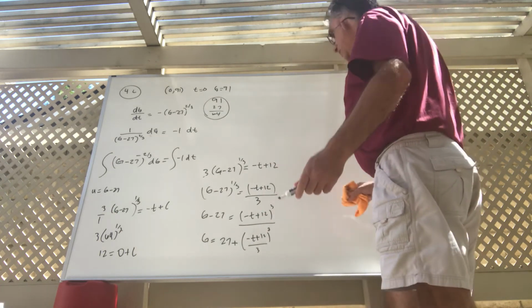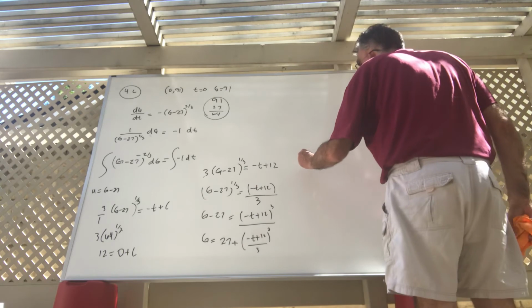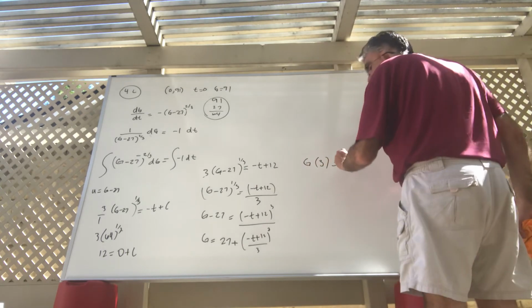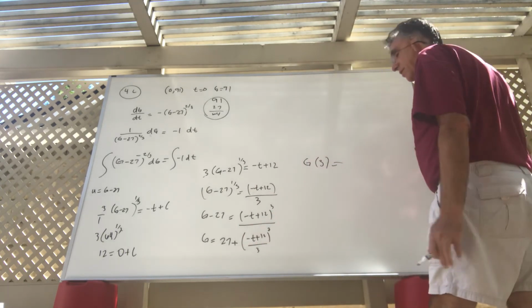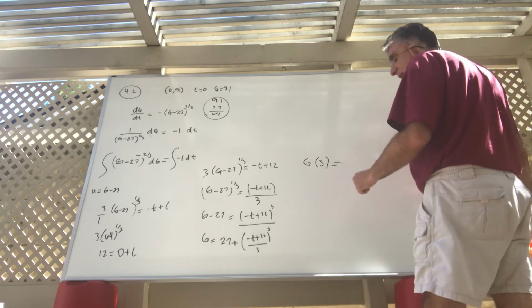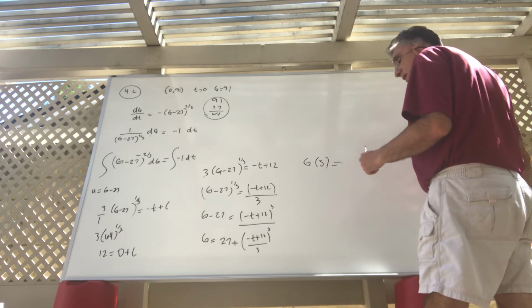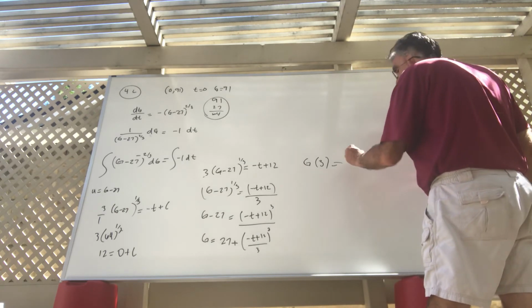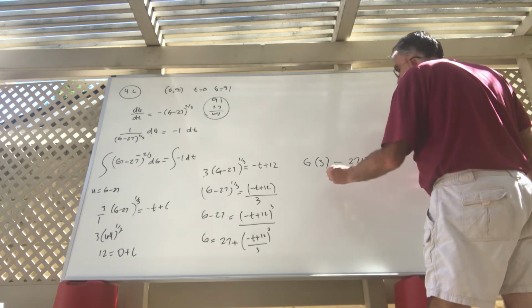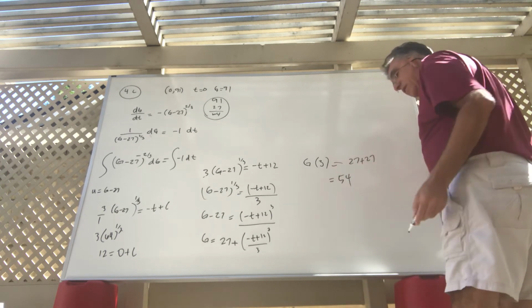Now, the question was, what will g of 3 be? So you have to put 3 in there. Negative 3 plus 12 is 9. 9 divided by 3 is 3. 3 to the 3rd is 27. So you end up with 27 plus 27, which is 54.